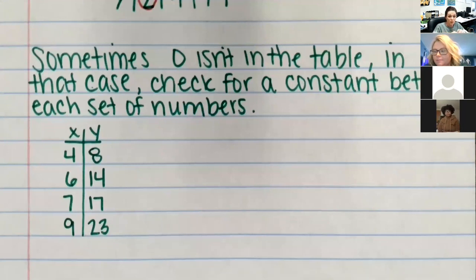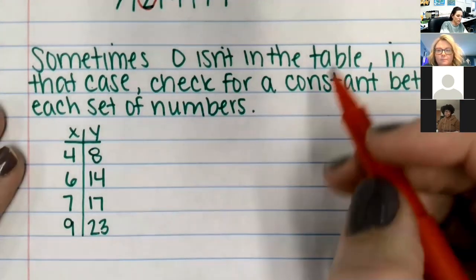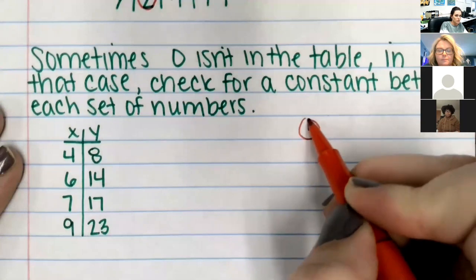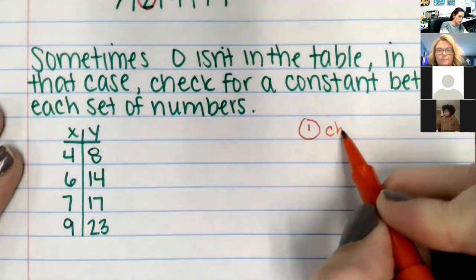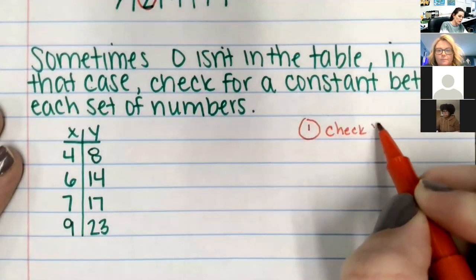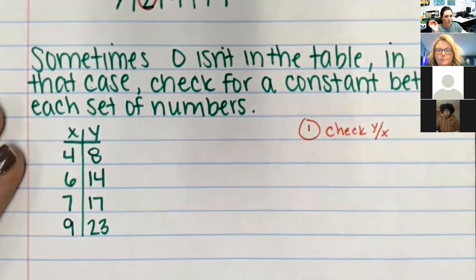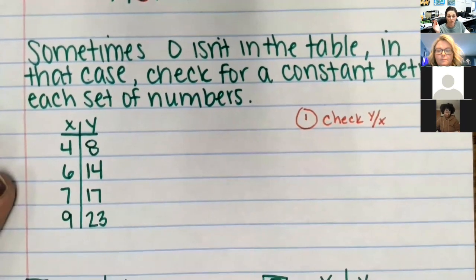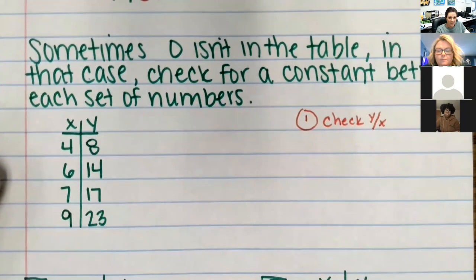So the first thing that we're going to check is that this isn't proportional. So we're going to give ourselves a little checklist. The first thing we're going to do is check for Y over X. We're going to double check that this isn't proportional. You don't have to write anything down. You don't have to do anything except pick up a calculator and check your answer.